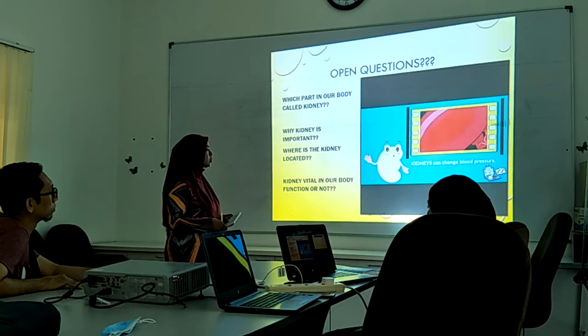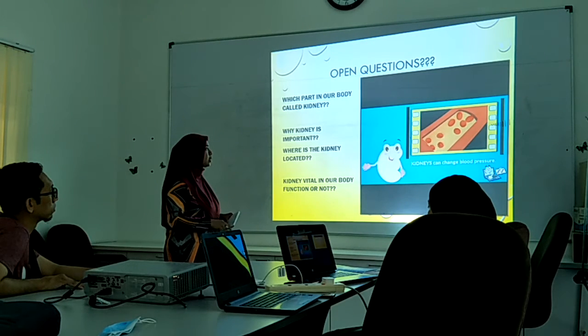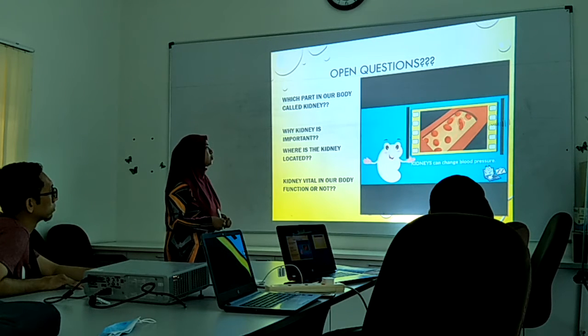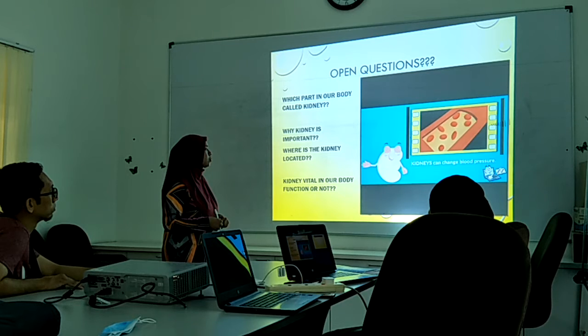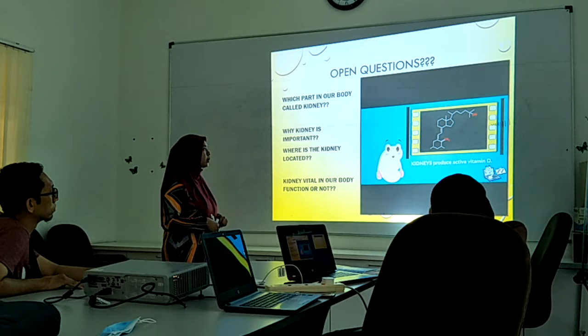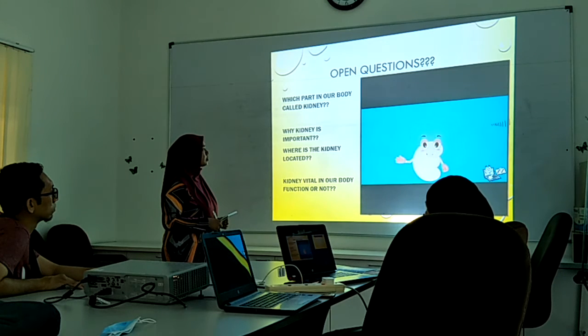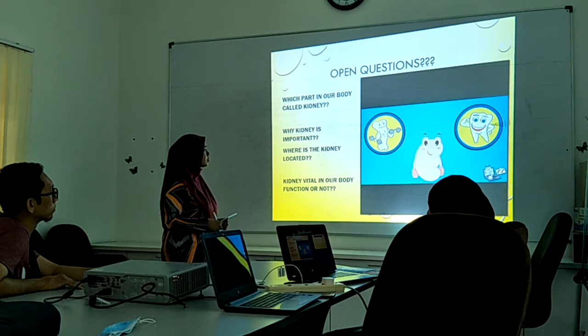Kidneys can change blood pressure. The kidneys make hormones that can constrict the arteries and maintain normal blood pressure. This causes blood pressure to rise when a higher pressure is needed to make sure that blood gets to all parts of your body. They produce active vitamin D. Vitamin D helps the body absorb calcium from dairy products and some other foods that you eat. Calcium is needed to make strong bones and teeth.